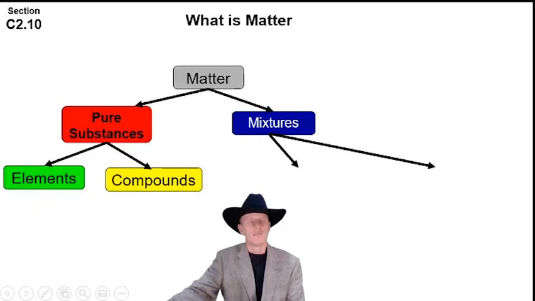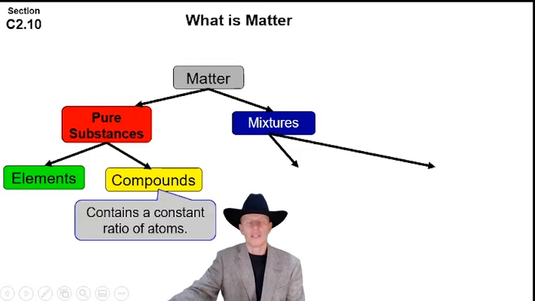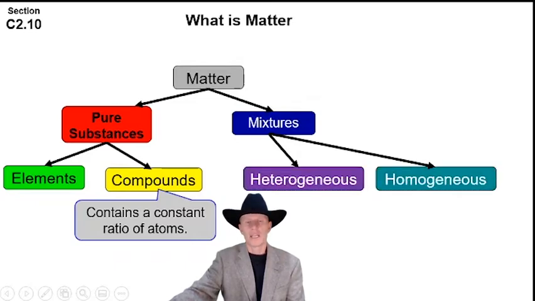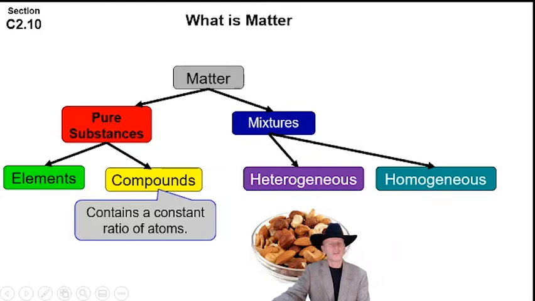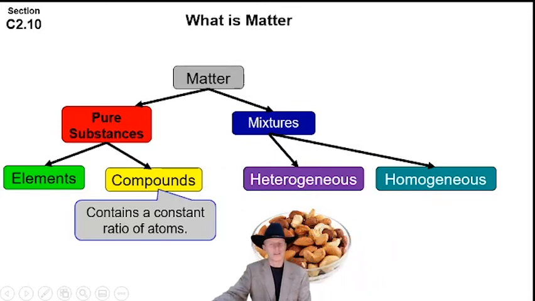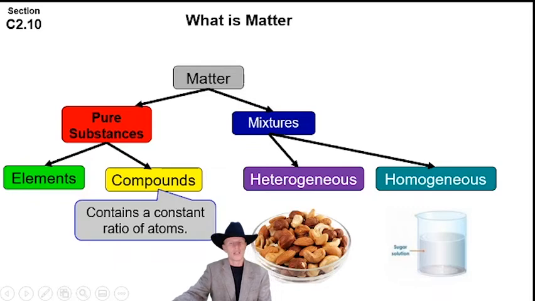Matter is broken into pure substances and mixtures. Pure substances, remember, are elements and compounds, and compounds have a constant ratio of atoms. Mixtures can be broken into 2 types, heterogeneous and homogeneous. Heterogeneous mixtures are mixtures that don't seem to go together. You can't stir them together, whereas homogeneous mixtures, like sugar water, can be stirred together. Another name for a homogeneous mixture would be a solution.